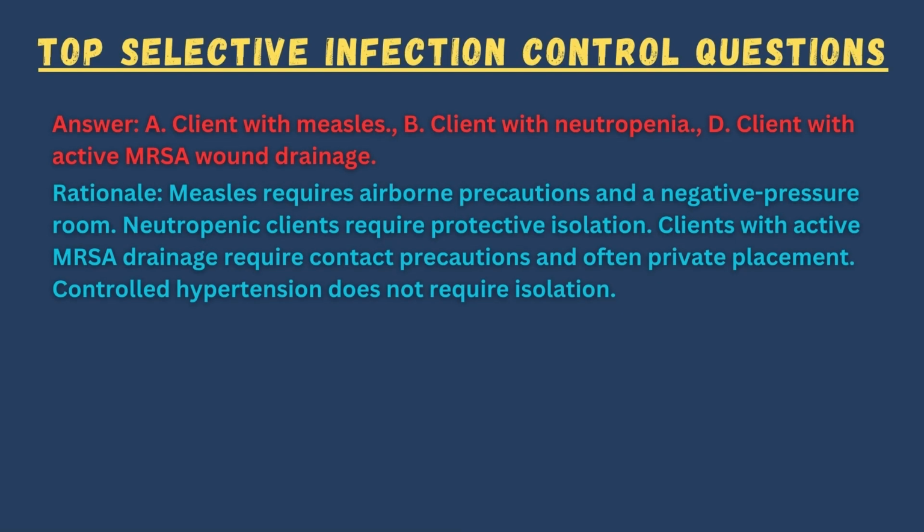Answer: A. Client with measles. B. Client with neutropenia. D. Client with active MRSA wound drainage. Rationale: measles requires airborne precautions and a negative pressure room. Neutropenic clients require protective isolation. Clients with active MRSA drainage require contact precautions and often private placement. Controlled hypertension does not require isolation.